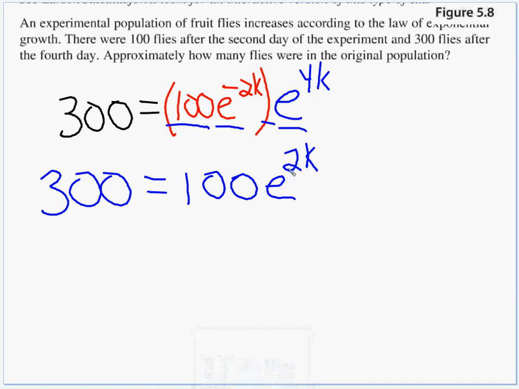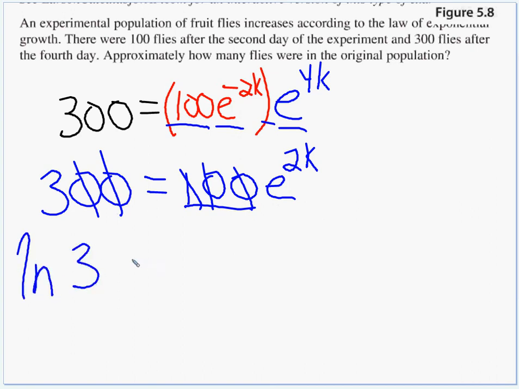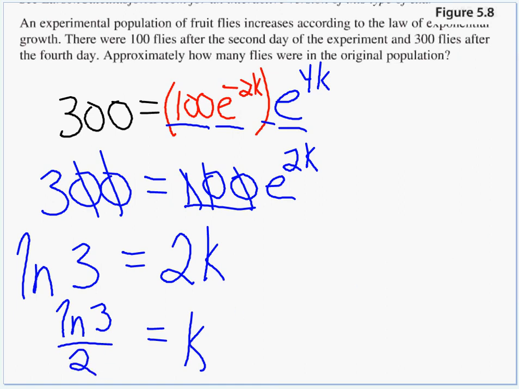Now let's solve for that. Divide by 100, so now it's equal to 3. And to get rid of the base e, we're going to take the natural log. The natural log of 3 is equal to 2k. And to get k by itself, divide by 2. Natural log of 3 divided by 2. And let's turn that into a decimal. Natural log of 3 divided by 2 is approximately 0.5493.